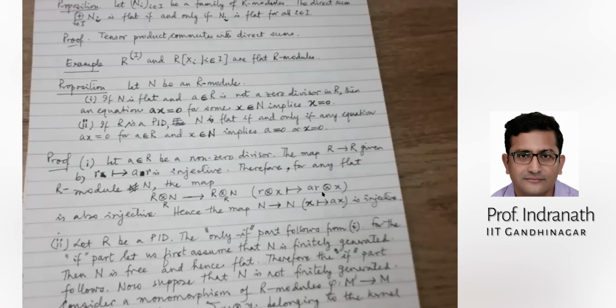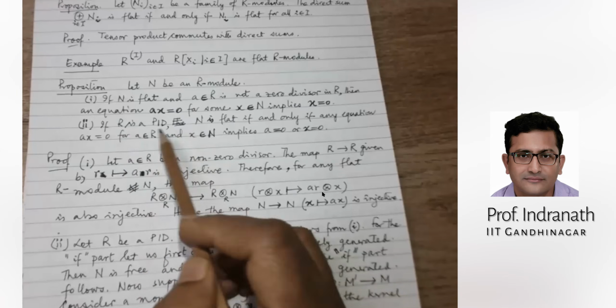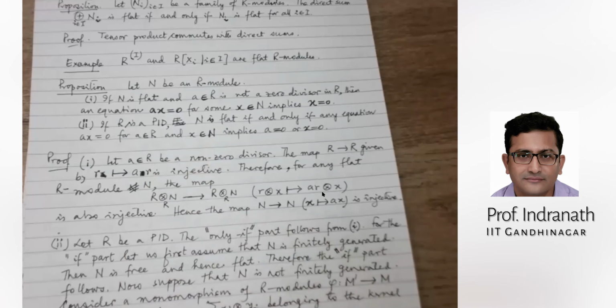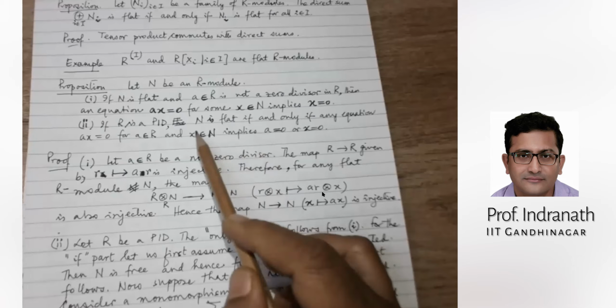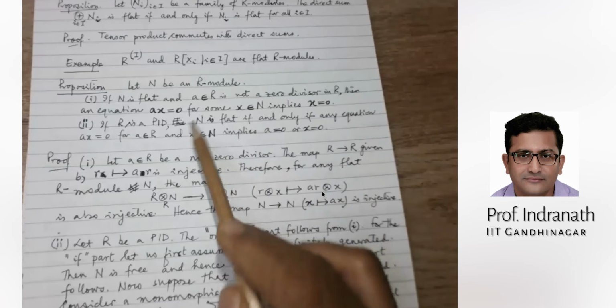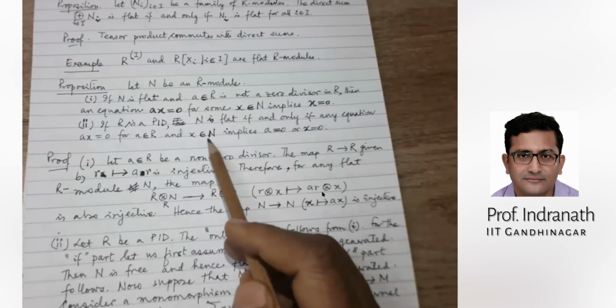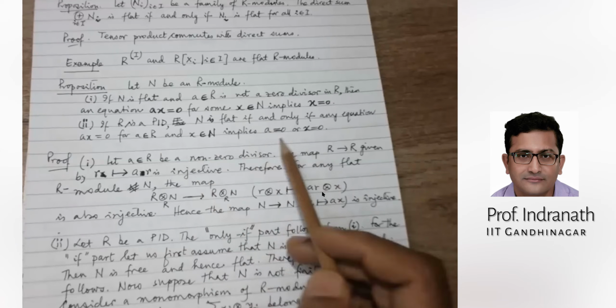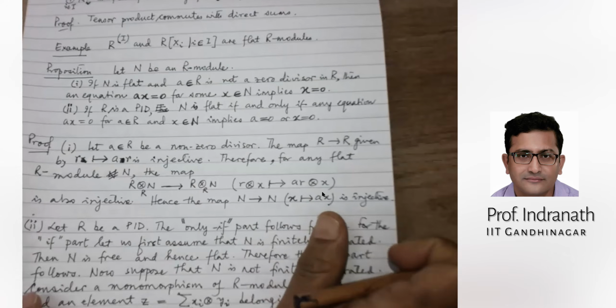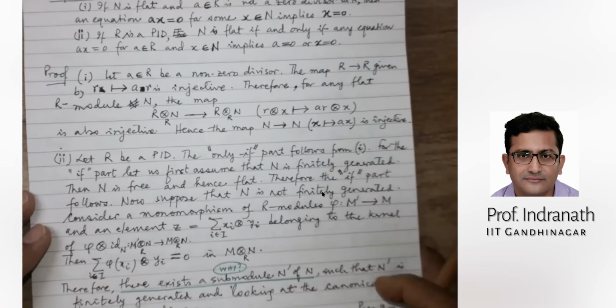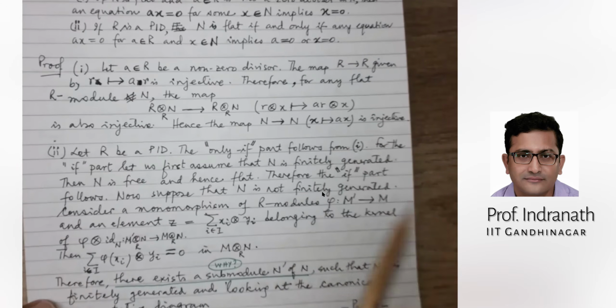Part 2 is what is interesting. So you look at the statement here, you are assuming that R is a PID. Okay, later on we will see how serious this condition is and things like that. So N is flat if and only if any equation Ax equal to 0 for A in R and x in N implies either A is 0 or x is 0.